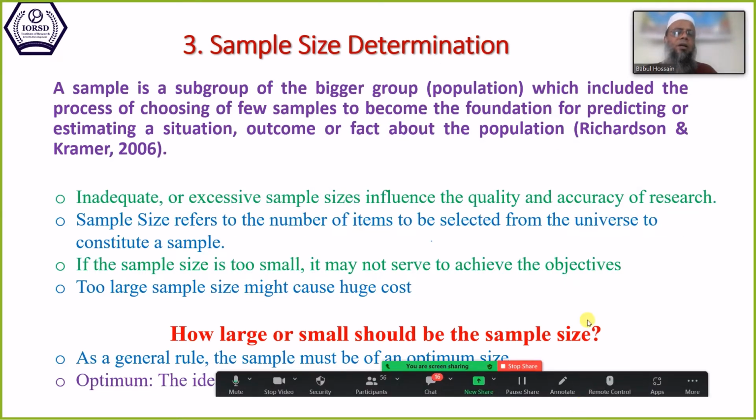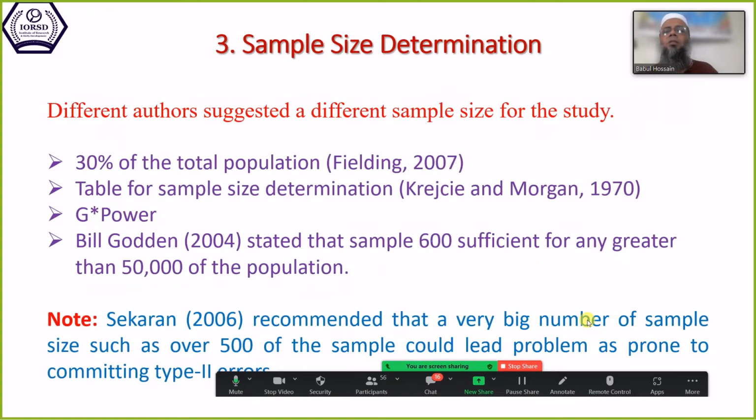So how can we determine our sample size? Different authors have given different recommendations, so you have to give the justification of which tool you have used for calculation of sample size. According to Fielding, 30% of the total population should be collected. For tables of sample size, the most popular one is the Krejcie and Morgan table, 1970. He has given a table: for this population, your sample size would be this.